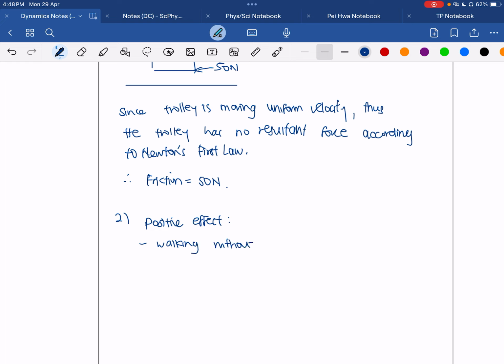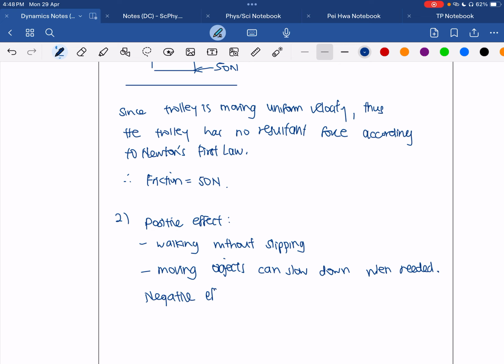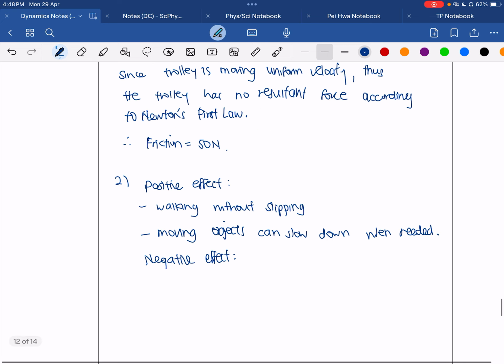Okay. Moving object can slow down when needed. Okay, negative effect. What are some examples you can give? Okay, cars are less efficient by up to 20%.